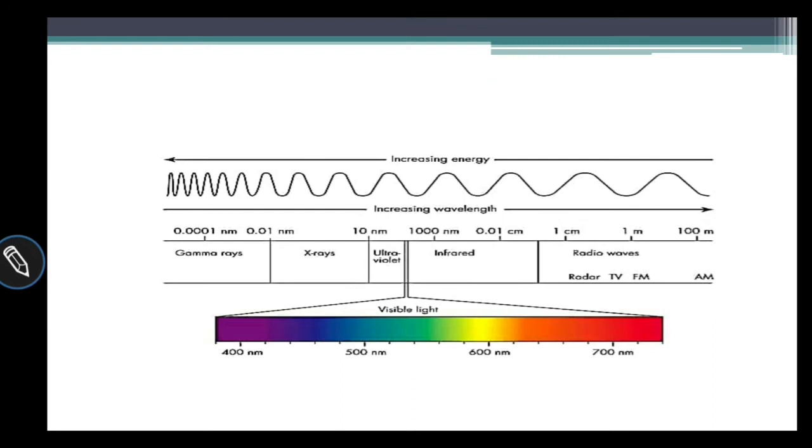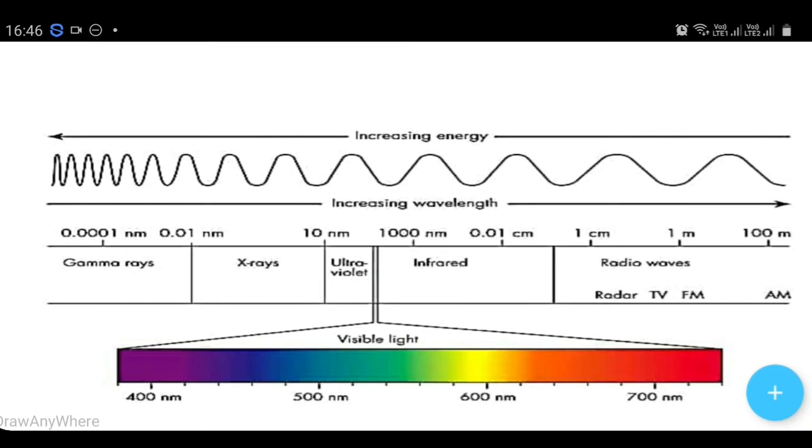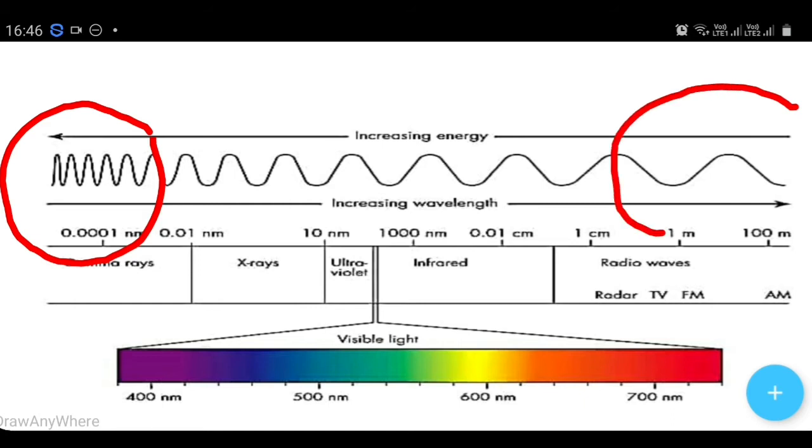So this is the electromagnetic spectrum. This spectrum helps us to learn the relationship between energy and wavelength. If we observe near gamma rays, energy is increased and wavelength is decreased. Whereas near radio waves, energy is decreased and wavelength is increased. So by this, we can learn that energy is inversely proportional to the wavelength.